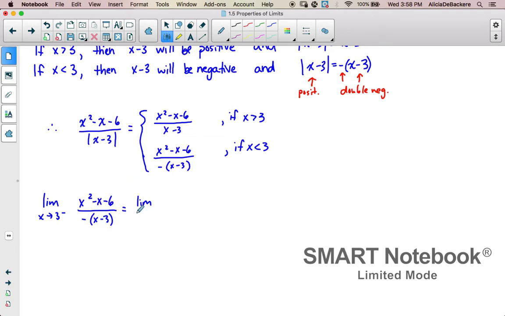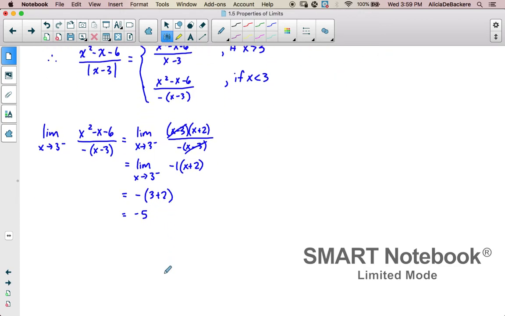I'm going to factor the numerator. What multiplies to -6 and adds to -1 in the middle? That's -3 and +2. And you're like, what? There's that magic happening. We've got the two factors we can cancel away. And now I've just got a -1 in front as my coefficient and x plus 2. There's no more denominator, so I can just use direct substitution. I'm going to pop the 3 in there, and I get -5 for that left side limit.